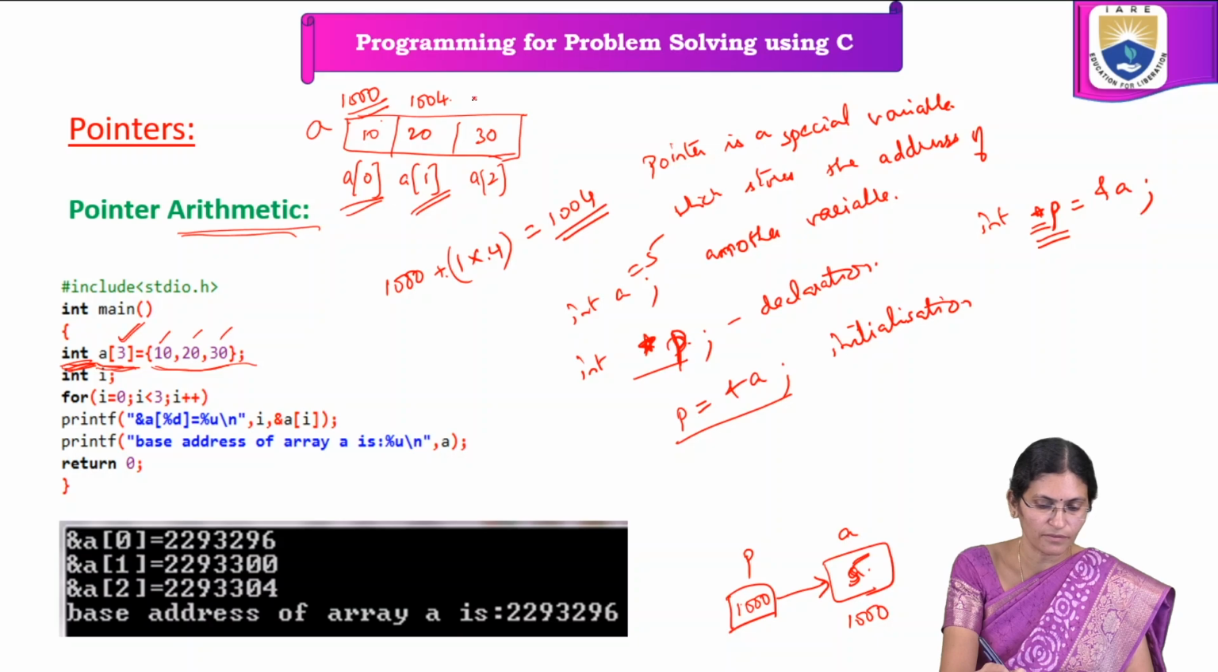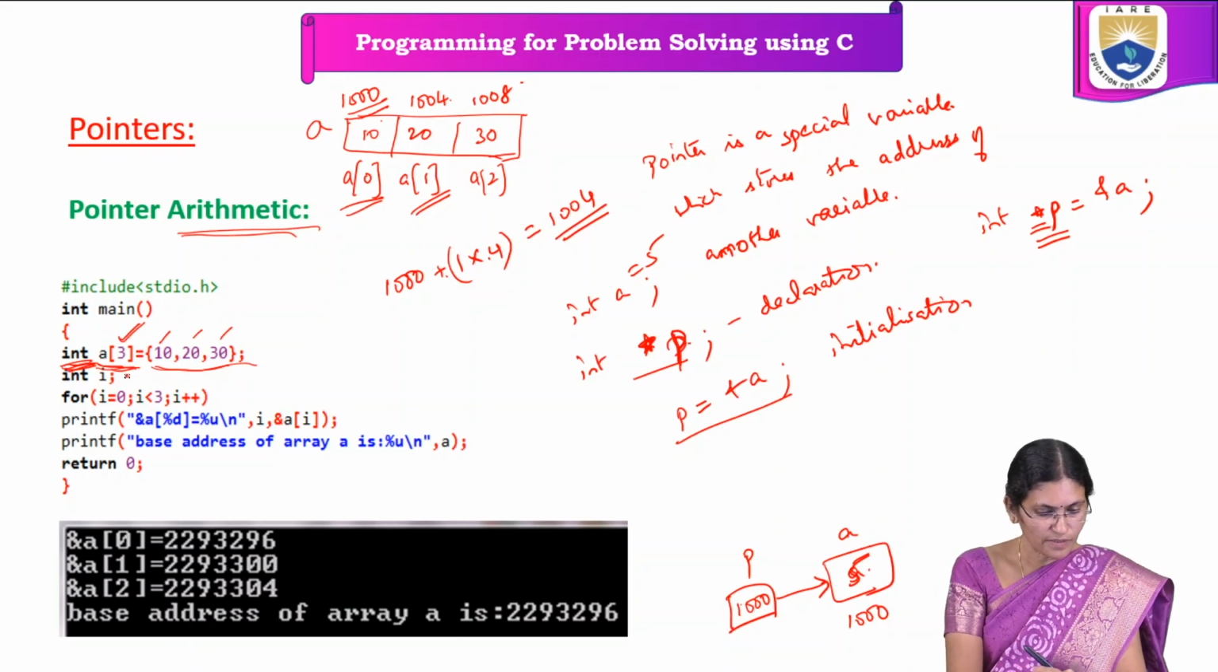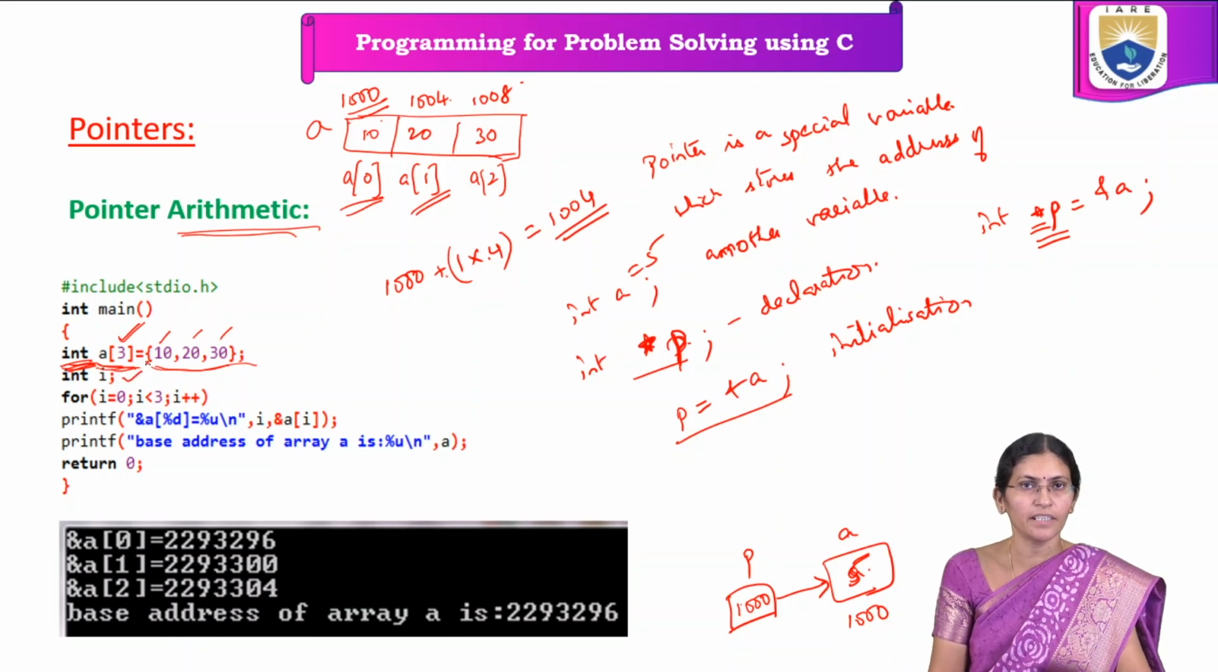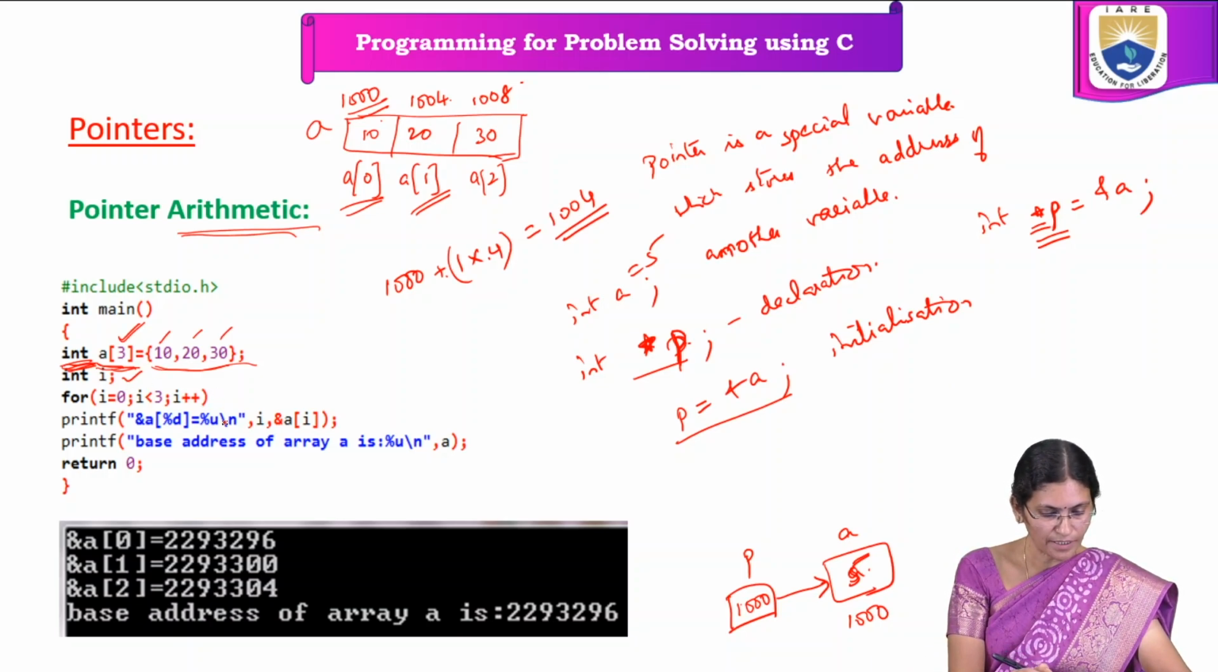So the next element will be at 1008. In this way, you can compute the address of each element in an array. This is an integer variable I which we have declared in order to loop through the array elements. So we have used a for loop to print the address of each element of the array. There are 3 elements, so we need to iterate over these 3 elements in order to print the address of each element.